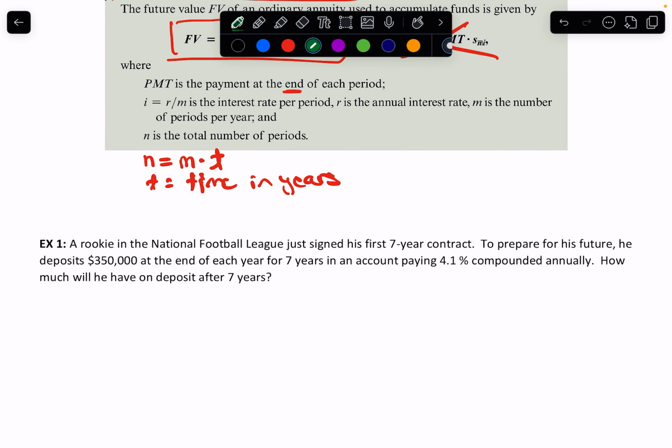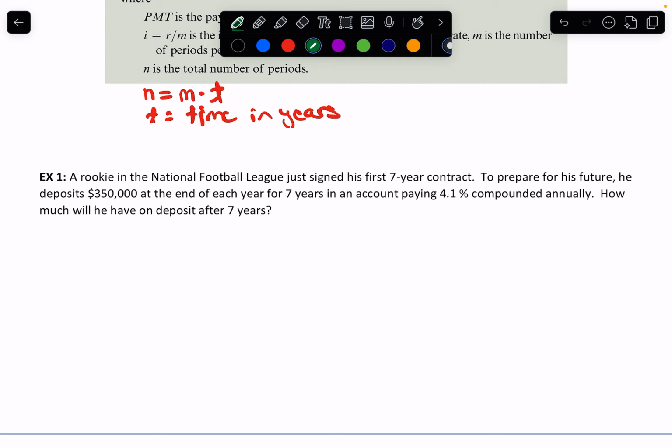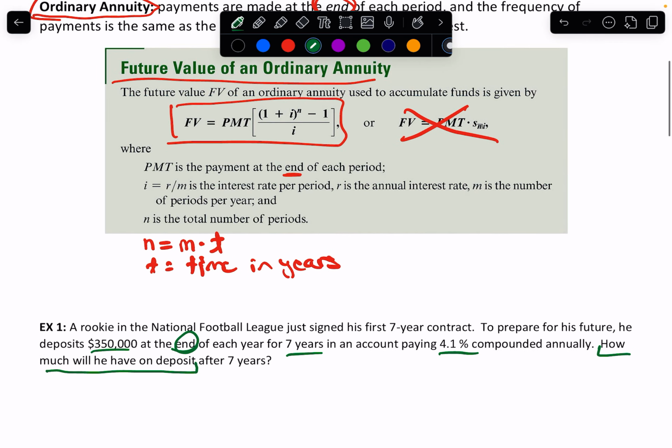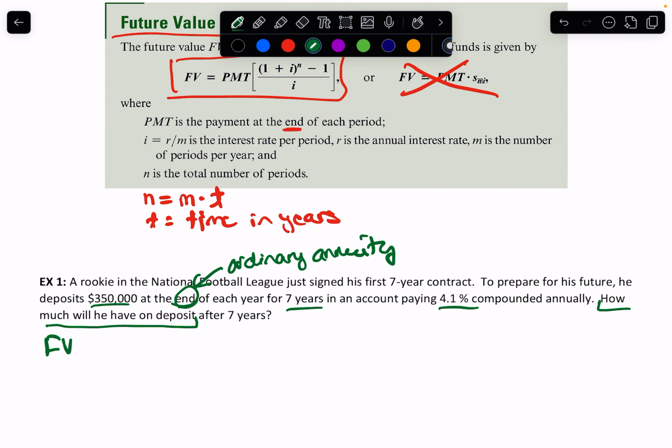So let's look at this first example here. A rookie in the National Football League just signed his first 7-year contract. To prepare for his future, he deposits $350,000 at the end of each year for 7 years in an account paying 4.1% compounded annually. How much will he have on deposit after 7 years? So how much will he have on deposit is our question. We know that we are using the ordinary annuity because of this word right here. How much will he have on deposit? That is the future value. So that is what is being asked.